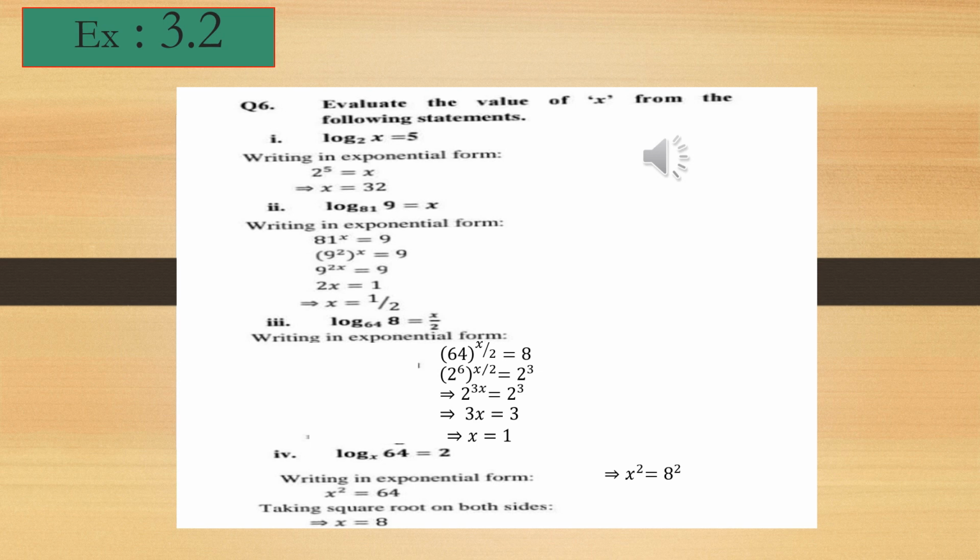The same procedure we will follow in the third part. The procedure is, if the variable occurs in the exponent, we will make their bases the same. Okay, in the last part, the fourth part, again the question is log 64 with base x is equal to 2. We will first of all convert it into an exponential equation. x square is equal to 64. So we know that 64 is 8 square. Now just taking square root on both sides, we will get the answer x is equal to 8.